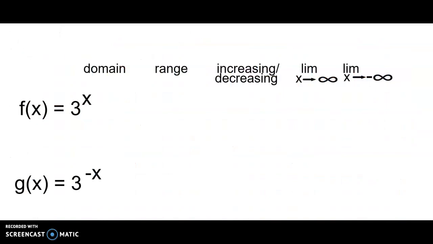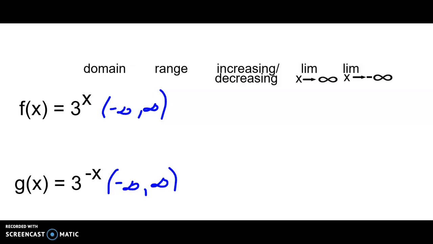Okay, let's think about the domain and range of these things. As you saw, I was putting 0 in. I was putting negatives in. I could put fractions in. 3 to the 1/2 would mean the square root of 3. I can do that, right? So the domain is all reals, for both of these. I can put positives, negatives, 0. I can put anything I want.